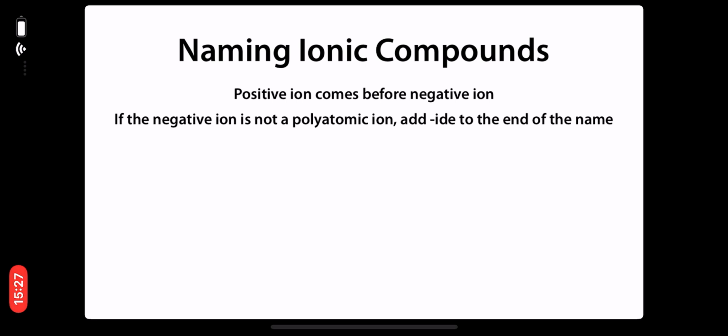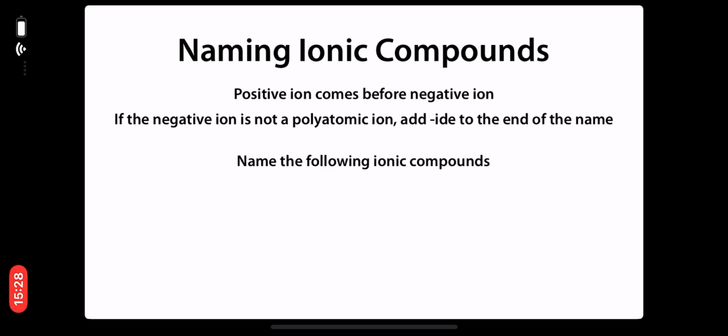Let's try another one. KNO3. KNO3 is composed from K+ and NO3-. K is potassium and NO3- is nitrate. We put the positive ion first, and the negative ion in this case is a polyatomic ion, so we don't need to do anything to its name. Altogether, this is called potassium nitrate.